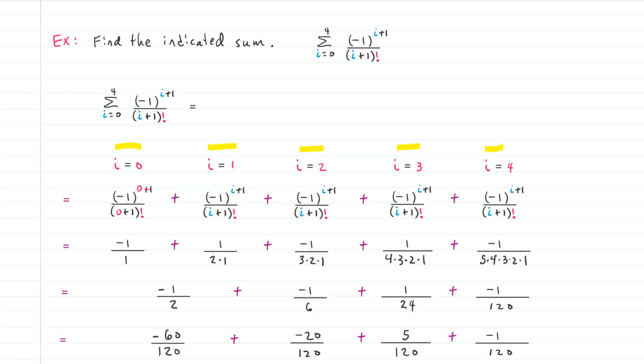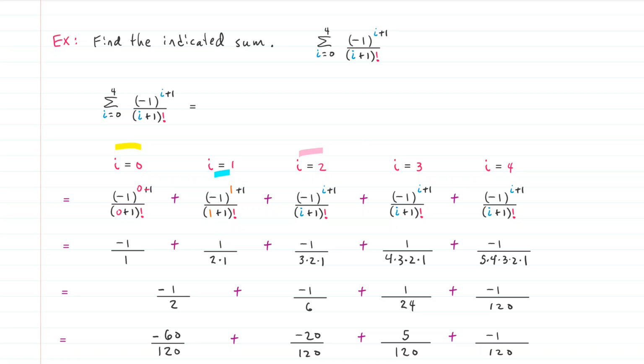Second term, i equals 1. It was 0 before, and now i equals 1. So I'm going to change my i to be 1 this time. So I have 1 plus 1 in the power, that's 2. Negative 1 to the second power is positive 1. So I've got a positive 1 in the numerator. And in the denominator, I have 1 plus 1, which is 2 factorial, which just gives me 2 times 1, or just 2.